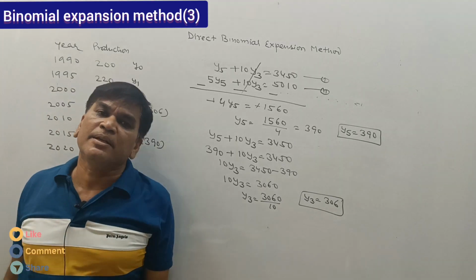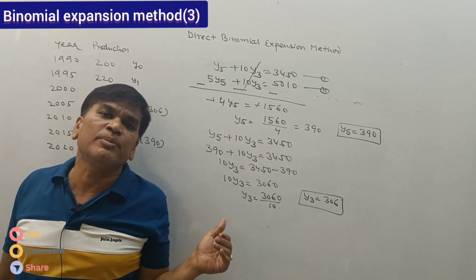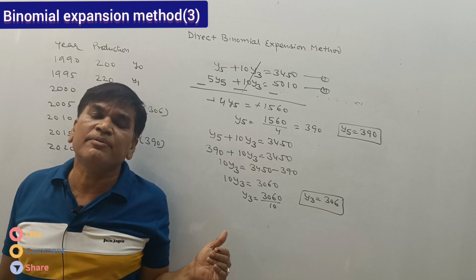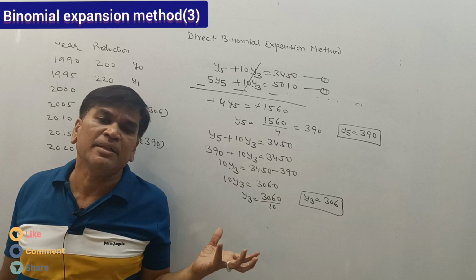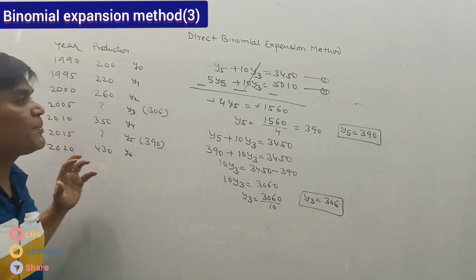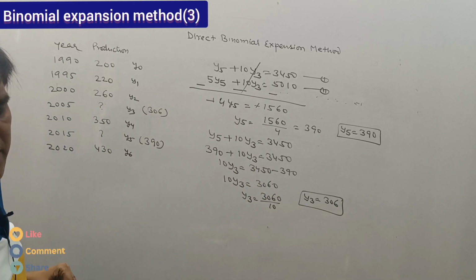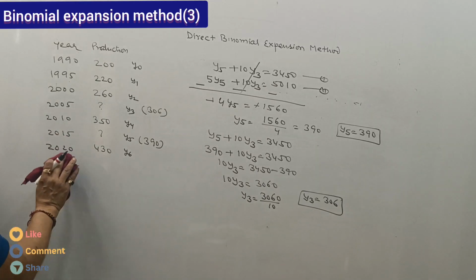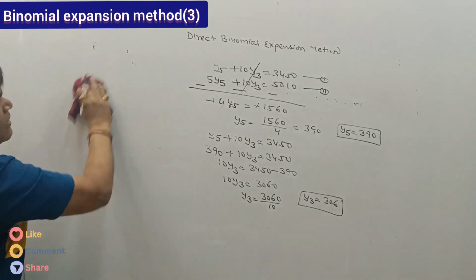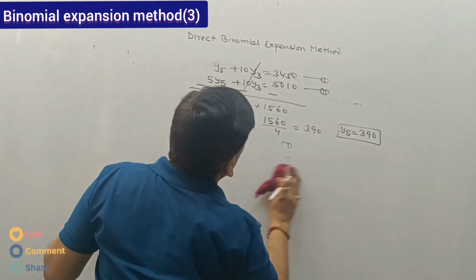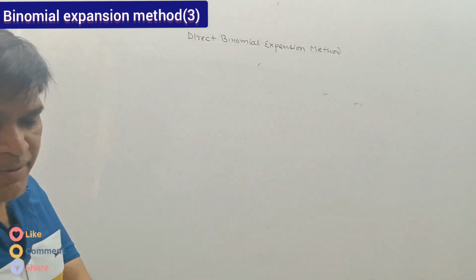So in this manner, if two values are missing, with the help of the binomial expansion method, we can calculate both missing frequencies without any hesitation. For command over this type of question, we have another question related to the same, where two frequencies are missing. So we will learn how to calculate when two frequencies are missing. Suppose the population data is given. I have another question.